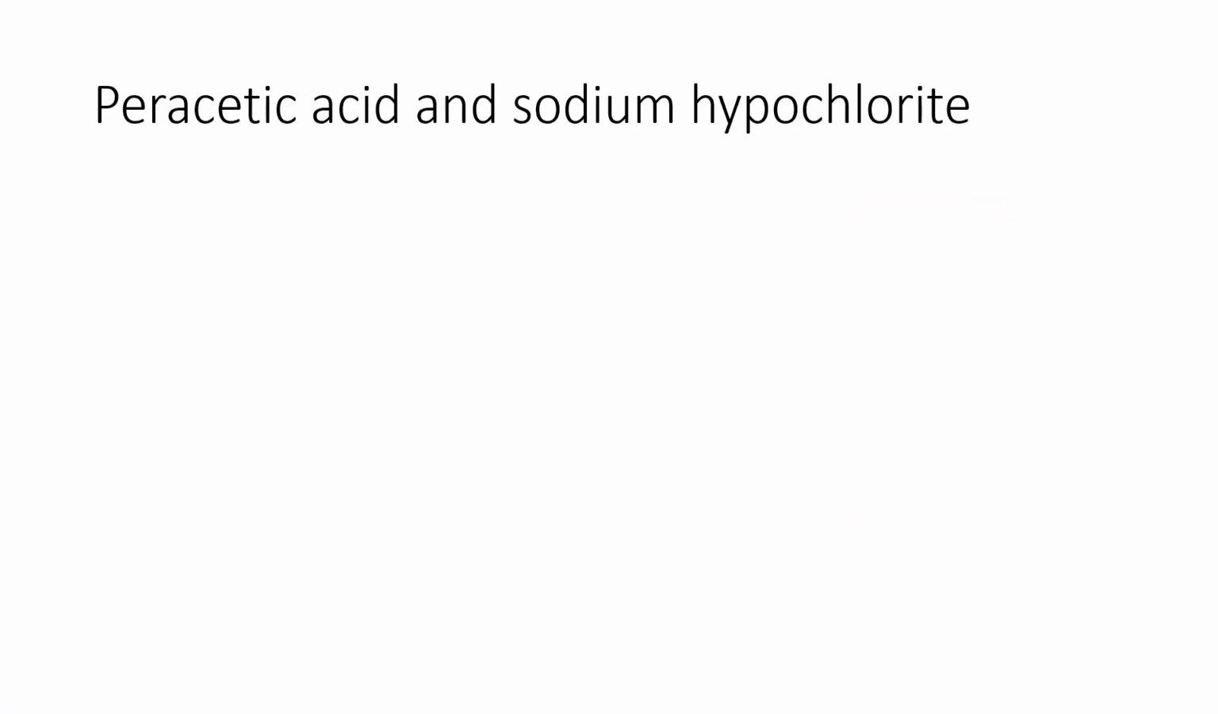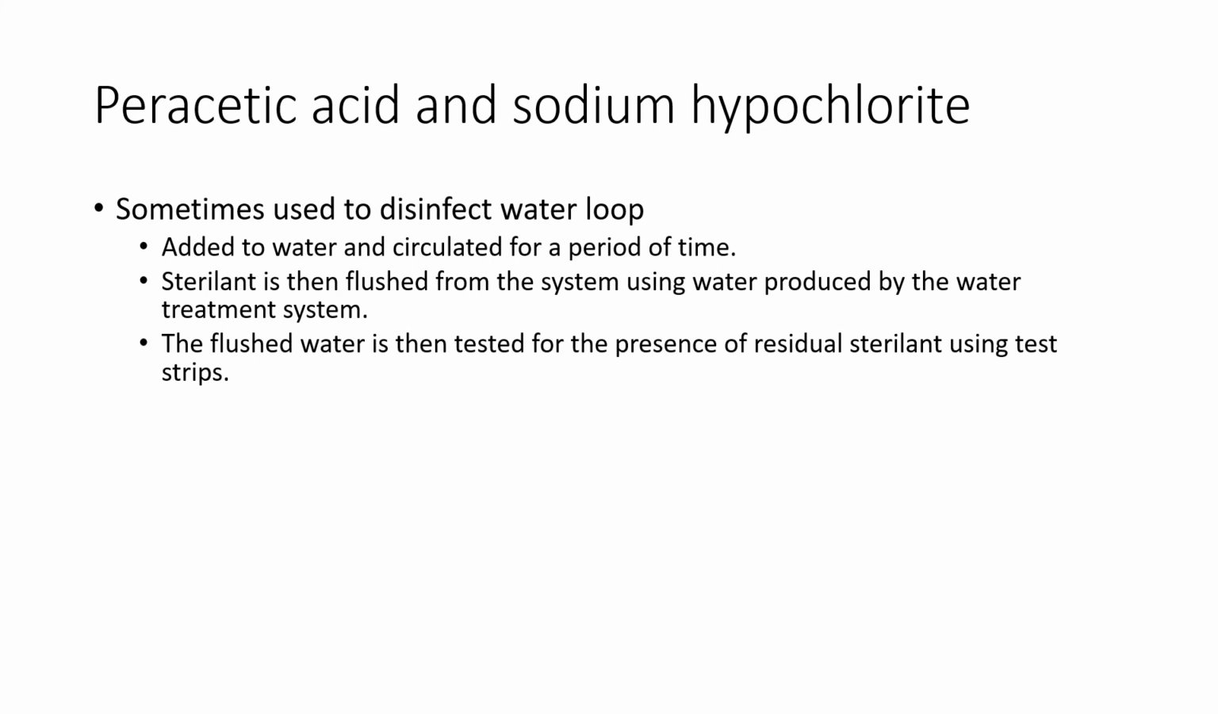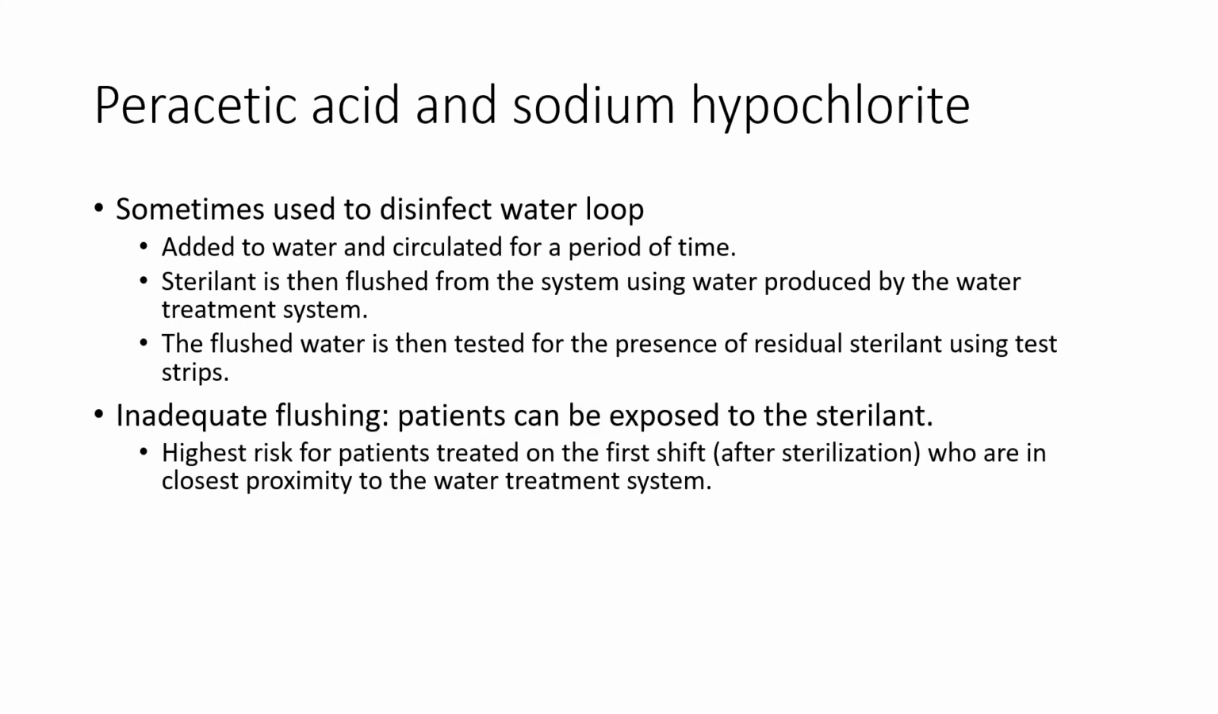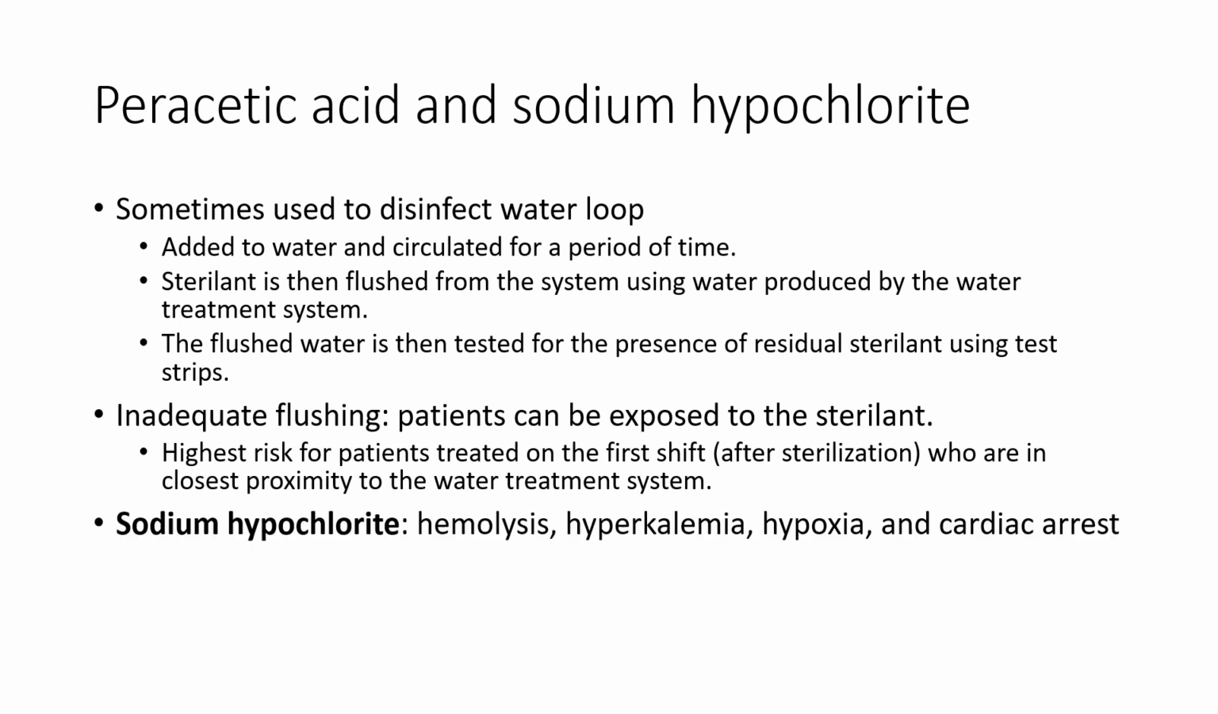Other chemicals used to disinfect the loop include peracetic acid and sodium hypochlorite. These are added to the water, circulated for a period of time. Sterilant is then flushed from the system using water produced by the treatment system, and then the water is flushed and tested for the presence of residual sterilant using test strips. But if you don't flush it adequately, then patients will be exposed to sterilant, and this is particularly high risk to the first shift patients who are in closest proximity to the water treatment system.